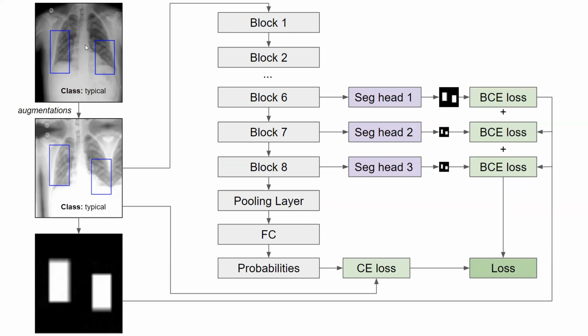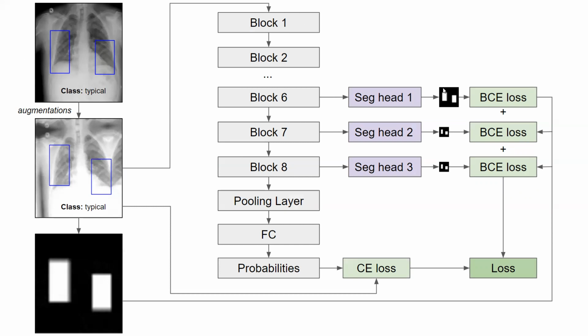So here's the pipeline for classification. We have the original image, which is augmented, and binary masks are obtained from this. This image is passed to the ConvNet, and each ConvNet is divided into 8 blocks before the pooling layer. After the 6th, 7th, and 8th blocks, we add segmentation heads to segment regions inside bounding boxes.